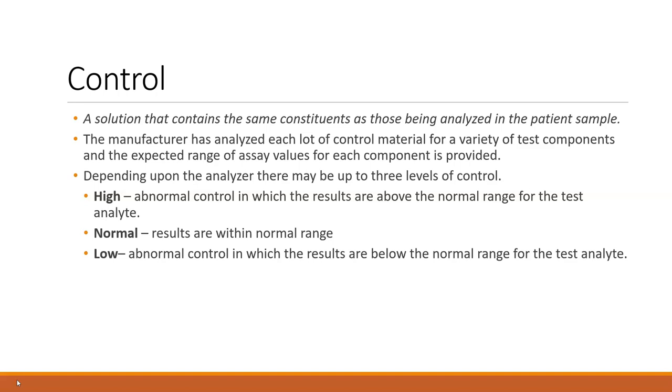Depending upon the analyzer, there may be up to 3 levels of controls. High is the abnormal control, in which the results are above the normal range for each of the test analytes. Normal is the results that are falling within the normal range. And low is the abnormal control, in which the results are below the normal range for the test analyte. Because high levels or low levels of these analytes in a patient may indicate something's wrong with the patient.